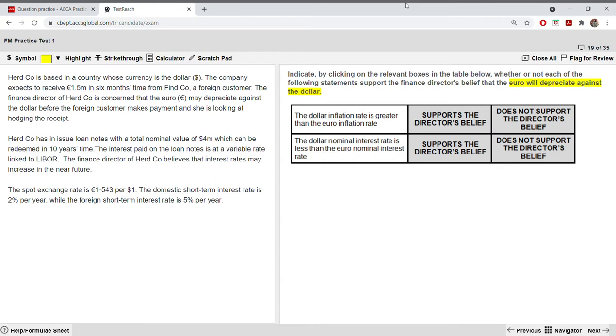So does it support the director's belief? What is the director's belief? That euro will depreciate against dollar. So if the dollar inflation is greater than euro inflation rate, will euro depreciate against dollar?